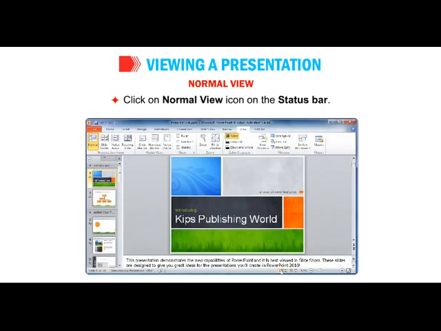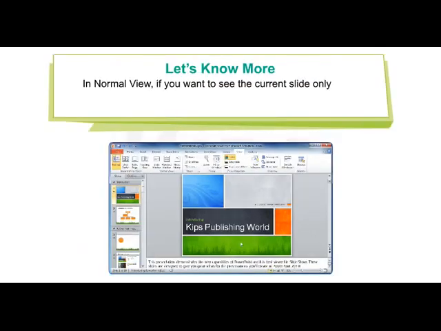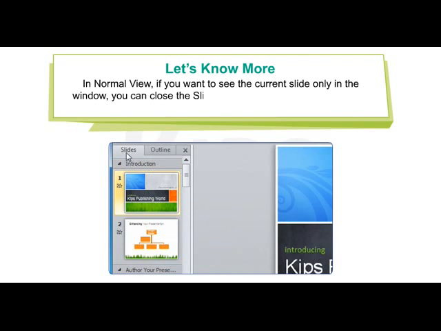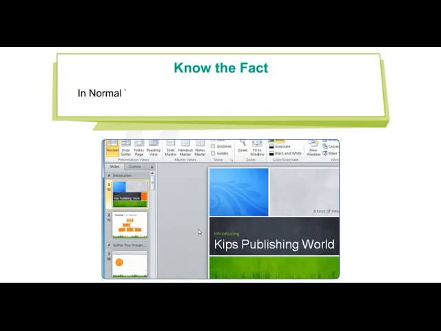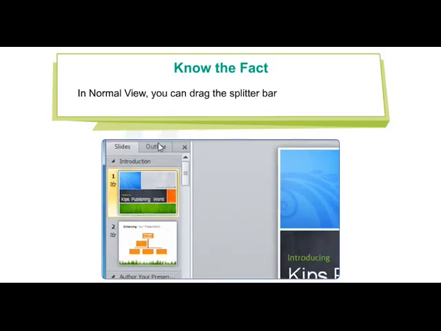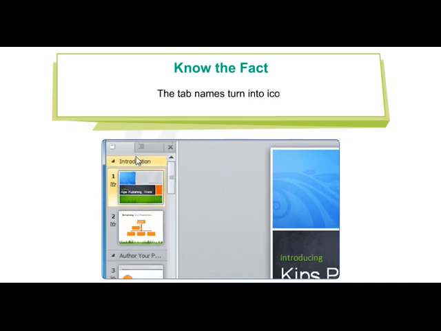Let me tell you something more. In Normal View, if you want to see the current slide only in the window, you can close the Slides and Outline tabs using the Close button in the right corner. Here is an interesting fact. In Normal View, you can drag the splitter bar to narrow the pane. The tab names turn into icons.